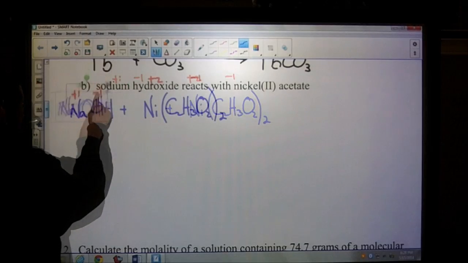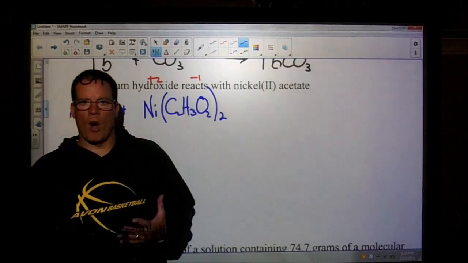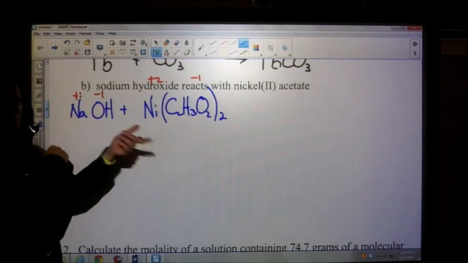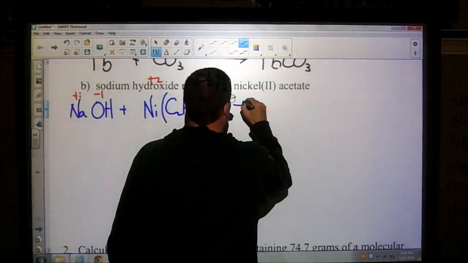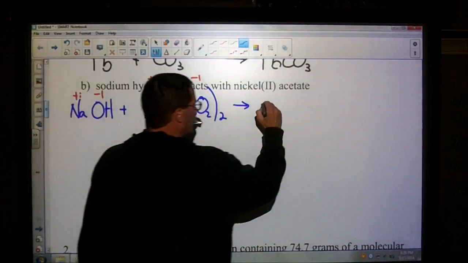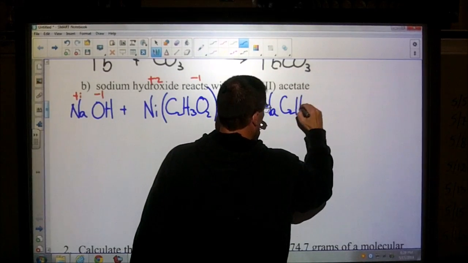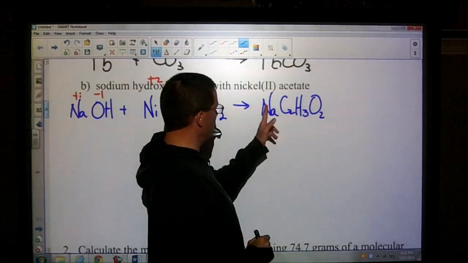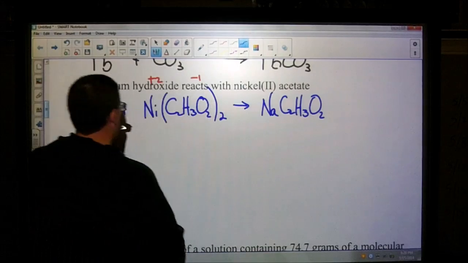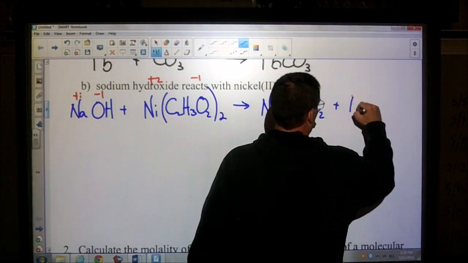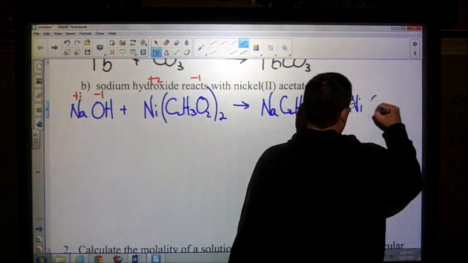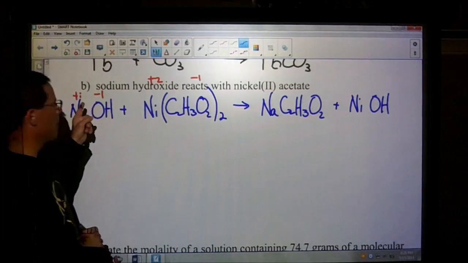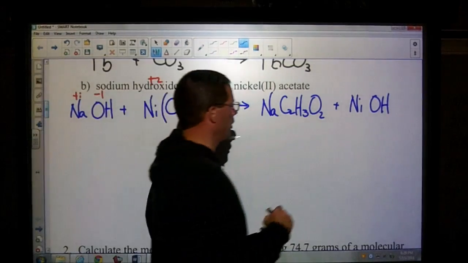And let me scoot these guys over. All right, so now that we have our reactants, let's go ahead and switch partners. Sodium and nickel are going to switch places. So on the product side, we're going to have sodium with the acetate, C2H3O2. Sodium has a +1 charge. Acetate has a -1 charge. +1, -1, solid. Nickel and hydroxide. Nickel has a +2 charge. Hydroxide has a -1 charge. That means we need 2 hydroxides.